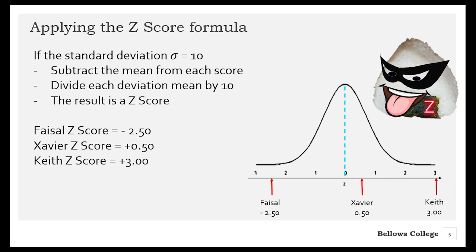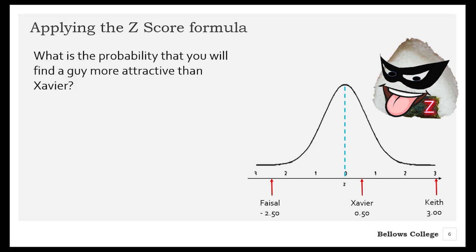This gives us a pretty clear picture of where these 3 guys fall relative to other male students in RP. Not only that, because each area under the standard normal distribution is known, we are able to know the probability of finding a better looking guy than Xavier, for example, if we know which area to look for.